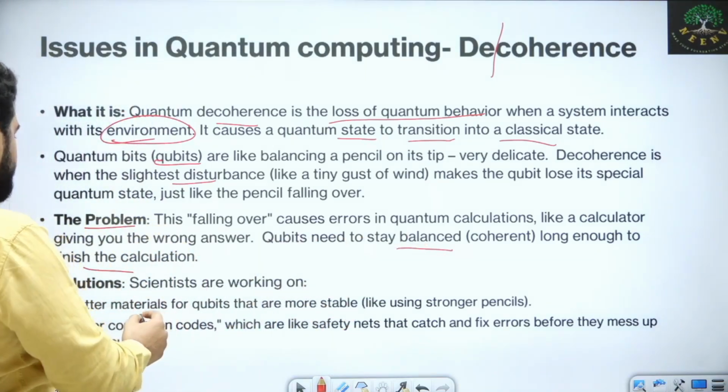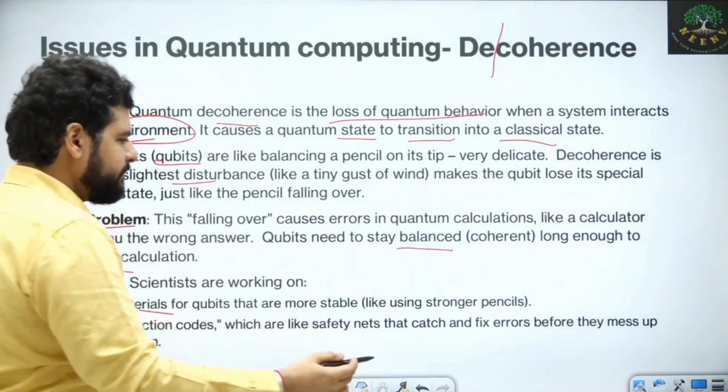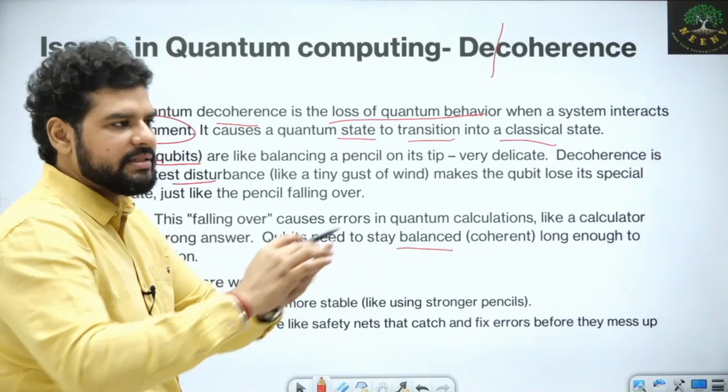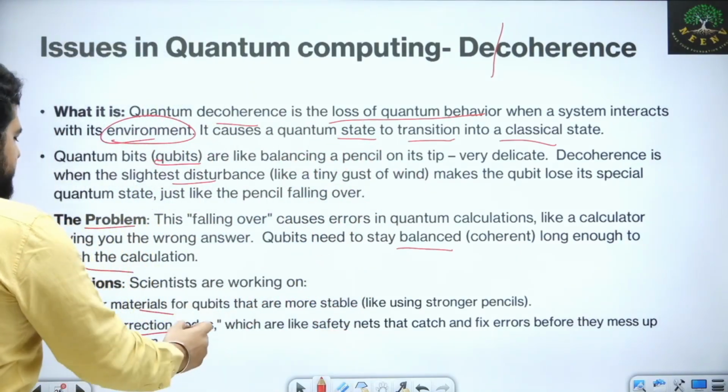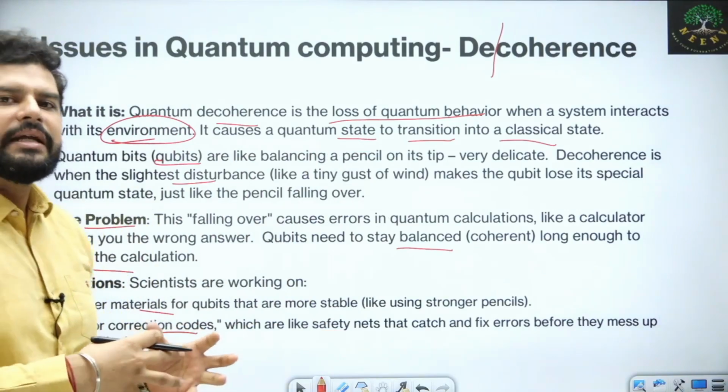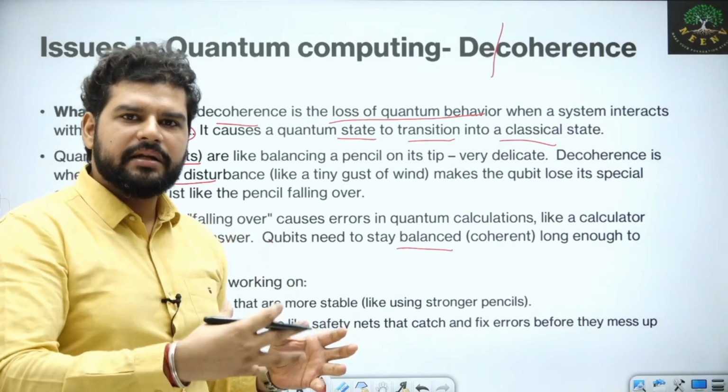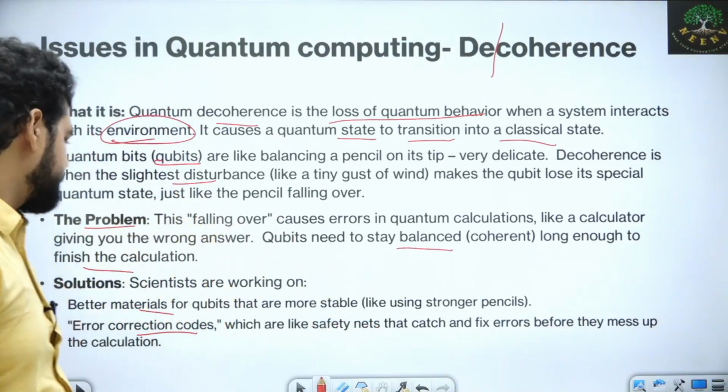So scientists are working on better materials that are more stable. For example, better pencils, or let's say better environment, so that no wind is coming. Error correction codes are being developed that can notice the error and correct it in the calculation.